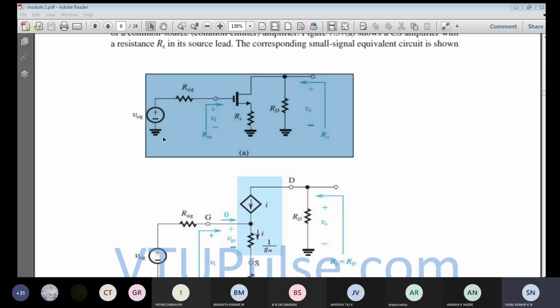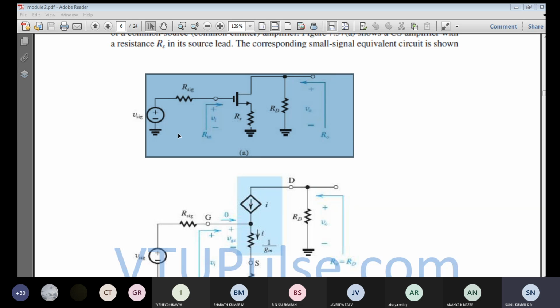Why is it T equivalent? You can see this looks like a T model. This is used for MOSFET analysis. It is not modified, it is just an alternative representation of the small signal model. So this is the small signal model and the corresponding alternative representation using the T equivalent model. There is no difference between the T equivalent model and the small signal model.